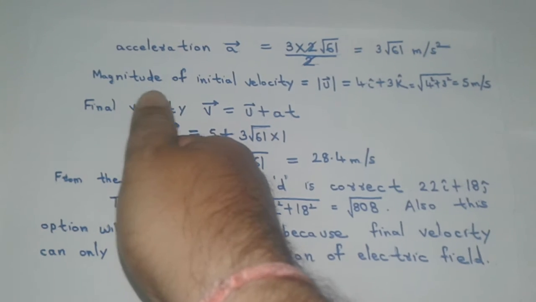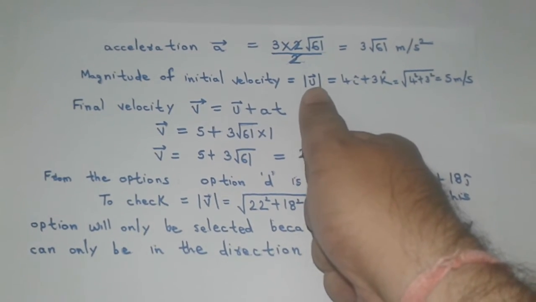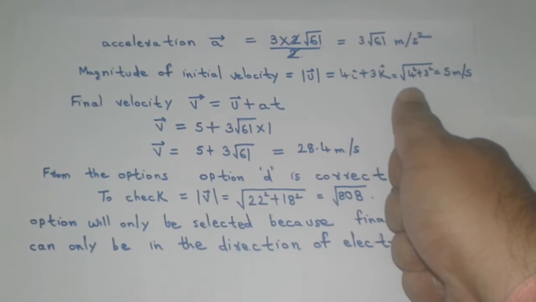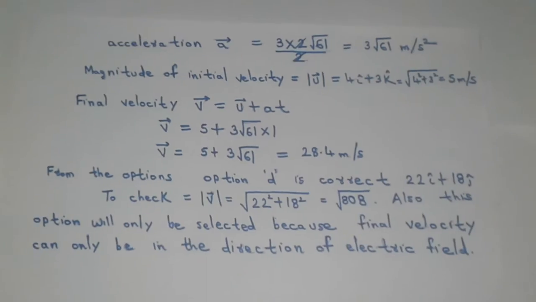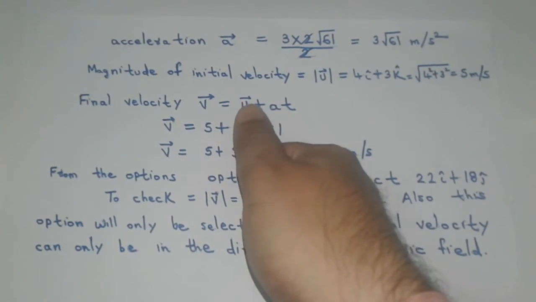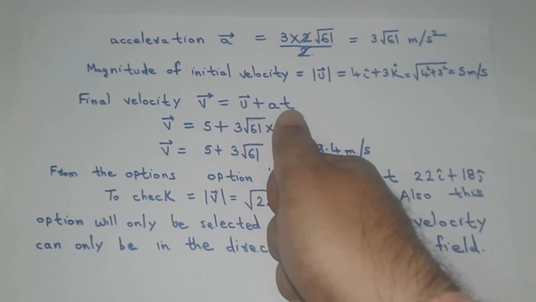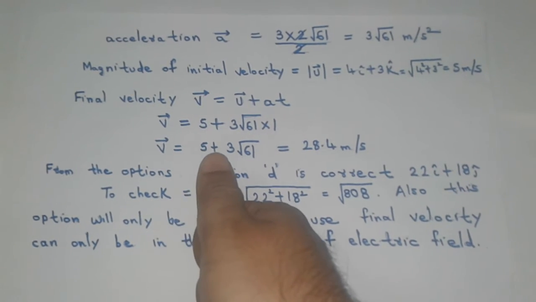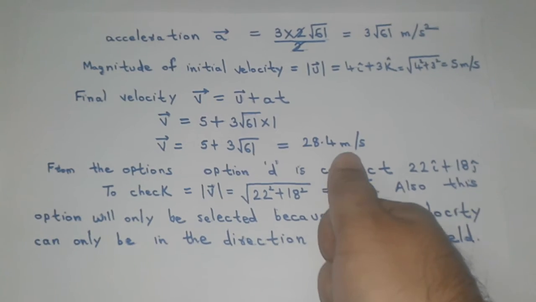Now in the question initial velocity is given, so we can determine its magnitude. So initial velocity is 4 i cap plus 3 k cap. So its magnitude becomes under root 4 square plus 3 square, which is 5 meter per second. So substituting the value of initial velocity, acceleration and time, we can determine the final velocity v as 5 plus 3 root 61, which works out to be 28.4 meter per second.